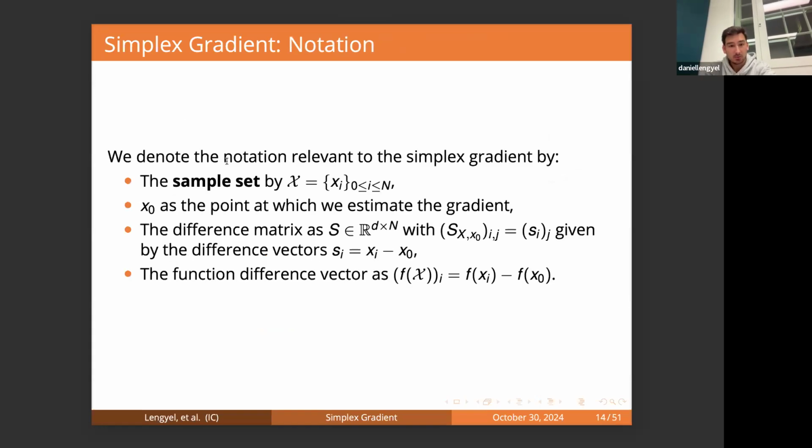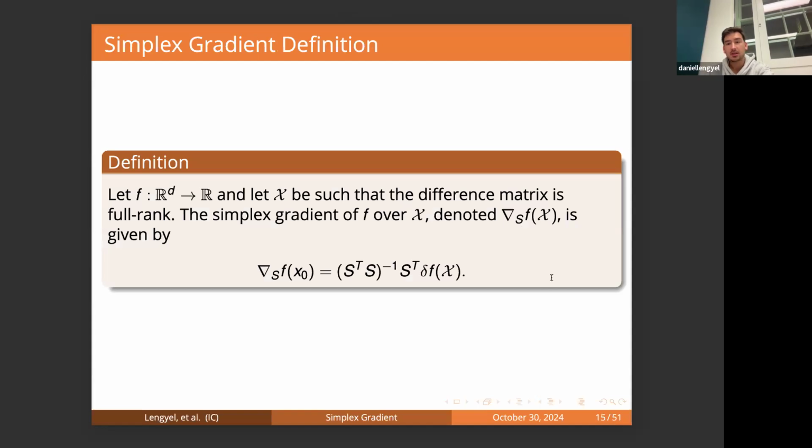To make the notation more clear, we say the sample set is given by this mathcal X. X0 is again the point at which we estimate the gradient. Then we have the difference matrix S given by the concatenation of all of our difference vectors. And we call the function difference vector delta F, which takes in the difference between the sample point function evaluation and the evaluation at x0. Now we can succinctly write the simplex gradient, which is really just the gradient of your best linear approximator, given by (S transpose S) inverse S transpose delta F, the common linear regression form.